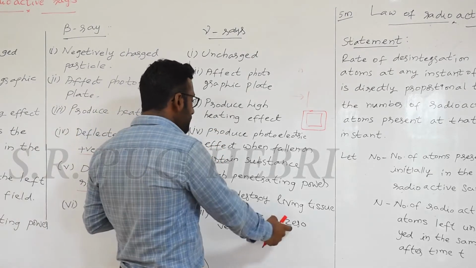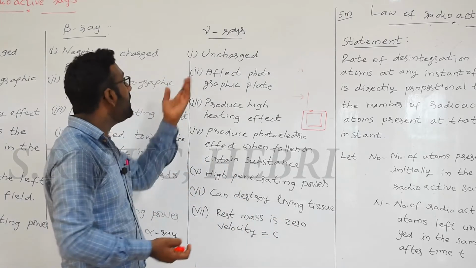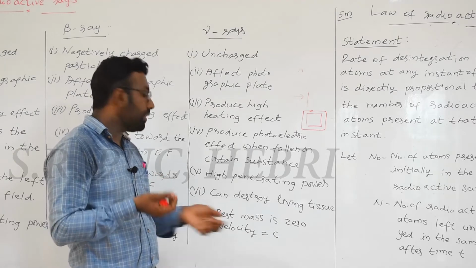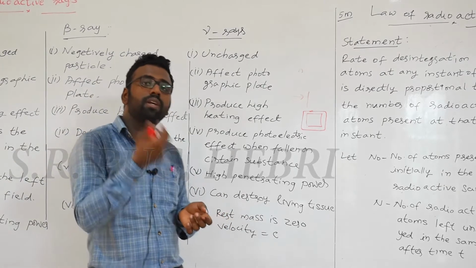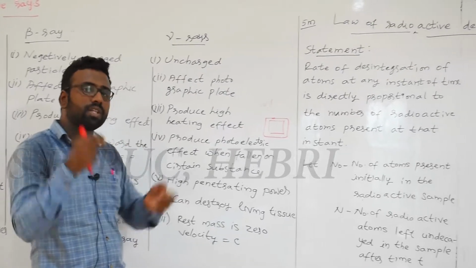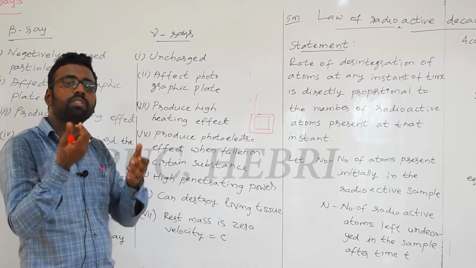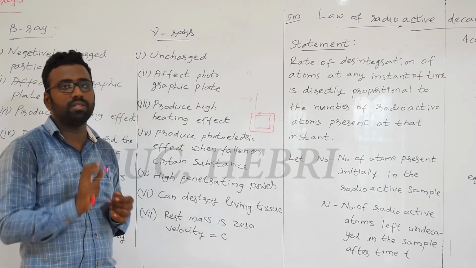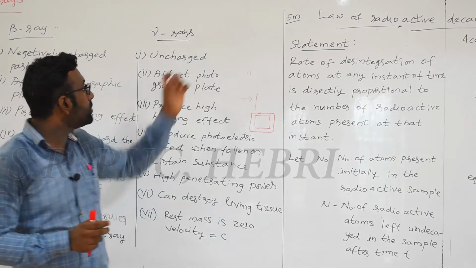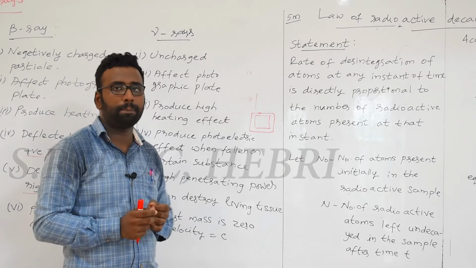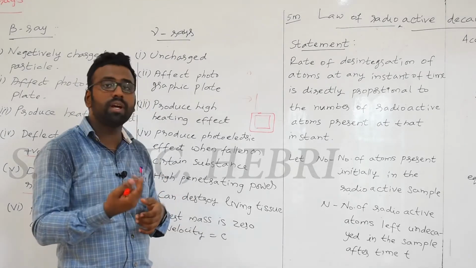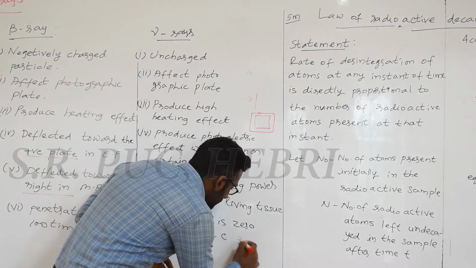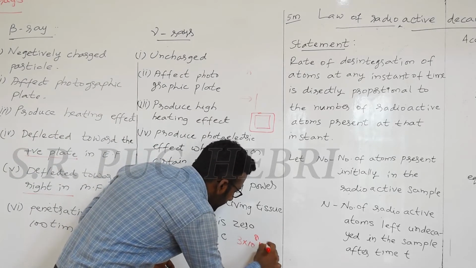Next, the rest mass of a gamma ray is 0, because it is a photon. That is the reason why gamma rays don't have any rest mass. It is never at rest. It is produced and destroyed at the same time, and energy is conserved. Then, gamma rays move with the velocity of light, that is, with the speed 3 × 10^8 meters per second.